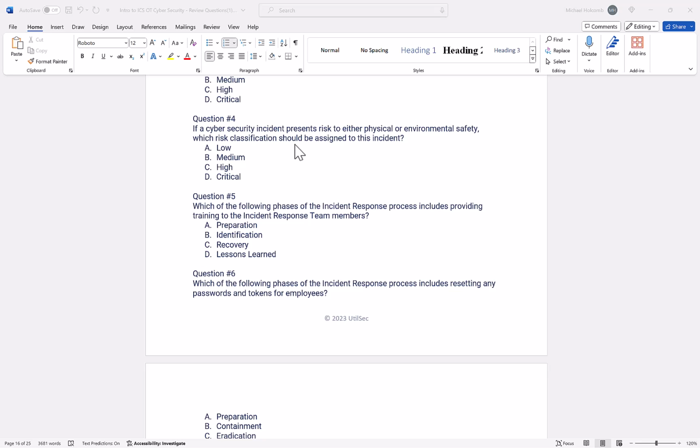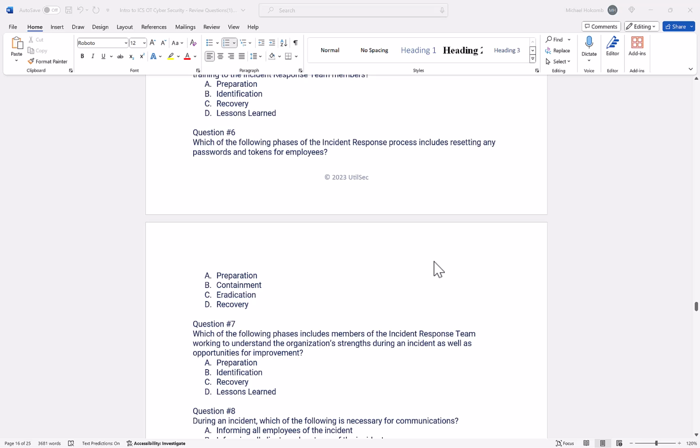All right, question number 5, which of the following phases of the incident response process includes providing training to the incident response team members? And there are those 6 phases, and we like to look at the SANS incident response process. But the very first phase, preparation, right? That's where we're doing all the work ahead of time to make sure everybody's ready for when we detect the incident that's going to occur. So preparation, that's where we do all of our training and getting ready. So answer is A, preparation.